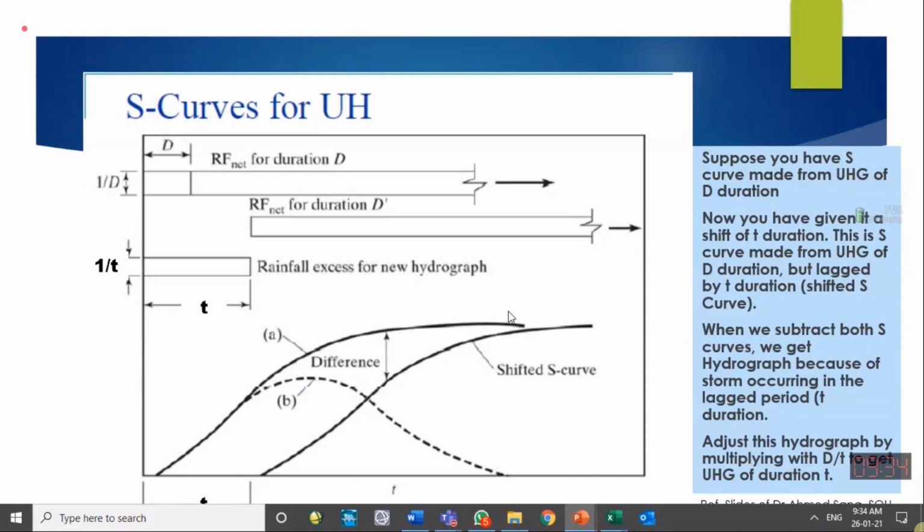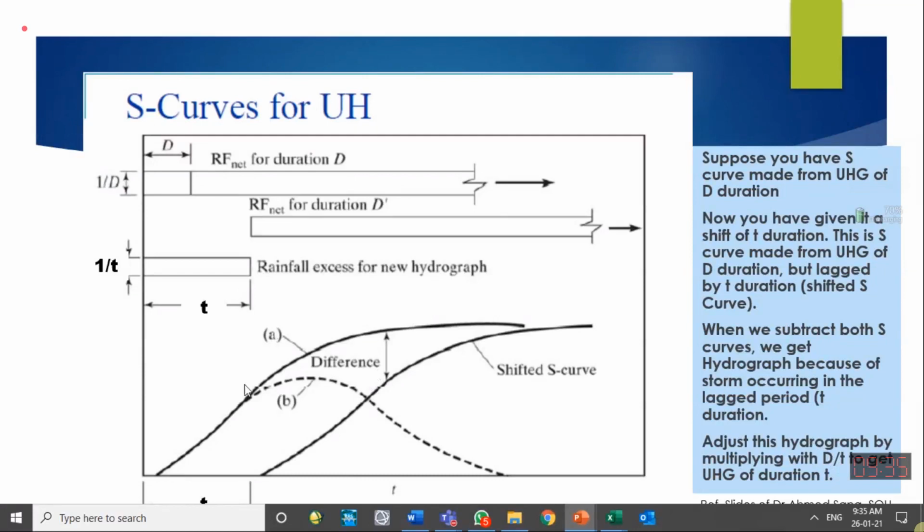From that unit hydrograph, we have made an S curve. Now from this S curve, make the same S curve, but give it a lag of T duration. And T is the duration for which we want to make the new unit hydrograph. Then subtract these two ordinates of these two S curves, which are lagged by T duration, and multiply it with the ratio D over T. The result will be the unit hydrograph of T duration.